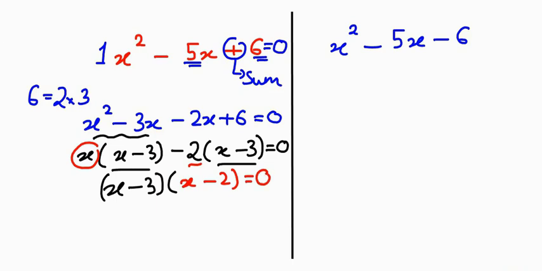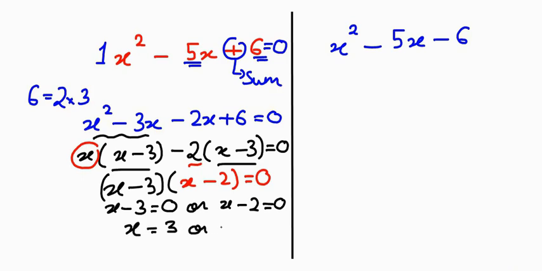Now the product of two numbers is 0. That's only possible if at least one of the numbers is 0. So if the product is 0, either x minus 3 should be 0 or x minus 2 should be 0. So the answer is x is 3 or x is 2. That's the solution of this quadratic equation.